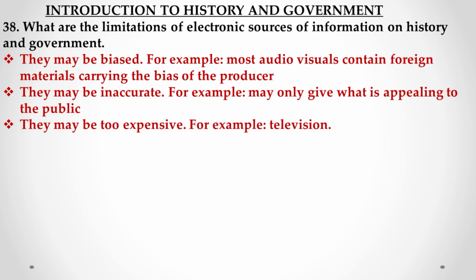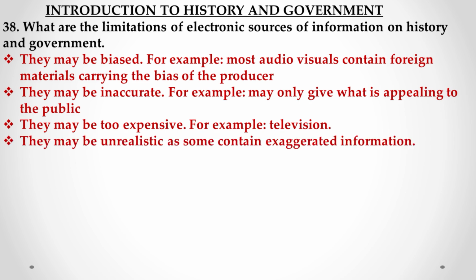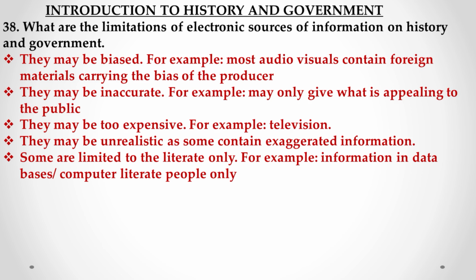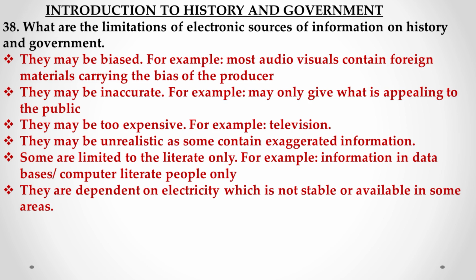Another point, they may be too expensive. For example, a television or a computer. Another point, they may be unrealistic as some contain exaggerated information. Another limitation or disadvantage is that some are limited to the literate only. For example, information in databases or in computers whereby only the literate people can benefit. Another limitation, they are dependent on electricity, which is not stable or available in some areas.